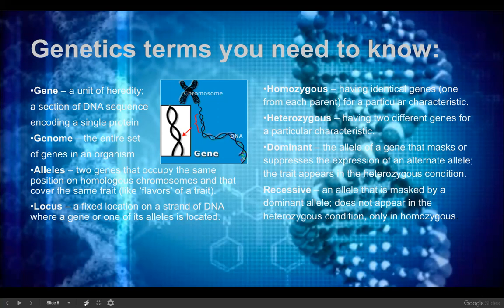Homozygous means having identical genes, one from each parent, for a particular trait. So, for example, you inherited blue eyes from your mother and blue eyes from your father. Heterozygous means you have two different forms of that gene, so you wound up with a brown-eyed and a blue-eyed inheritance, one from each parent. Dominant is the allele that tends to hide or suppress the expression of the other allele, so brown tends to hide the expression of blue eyes, and recessive is the one that gets masked.